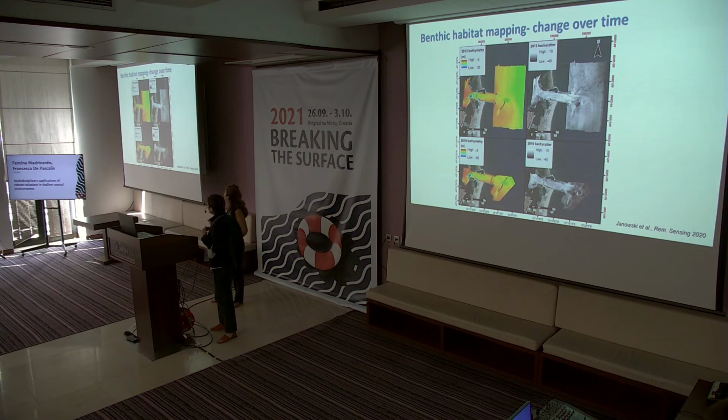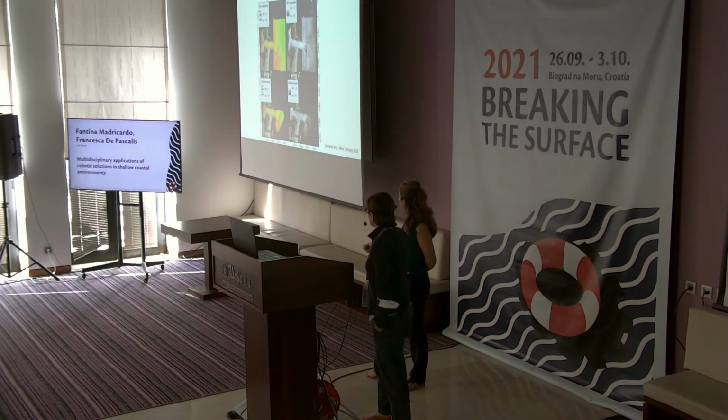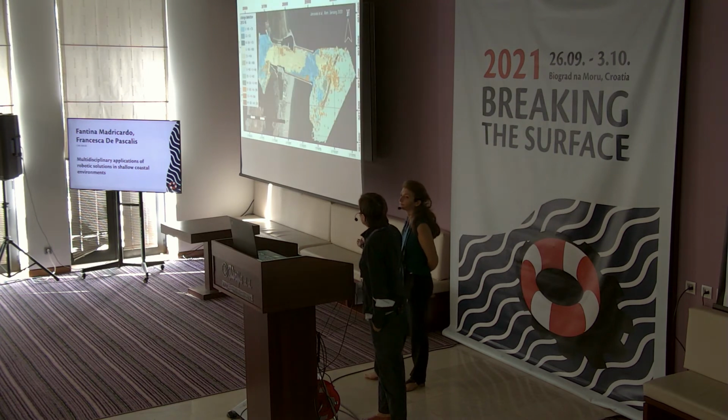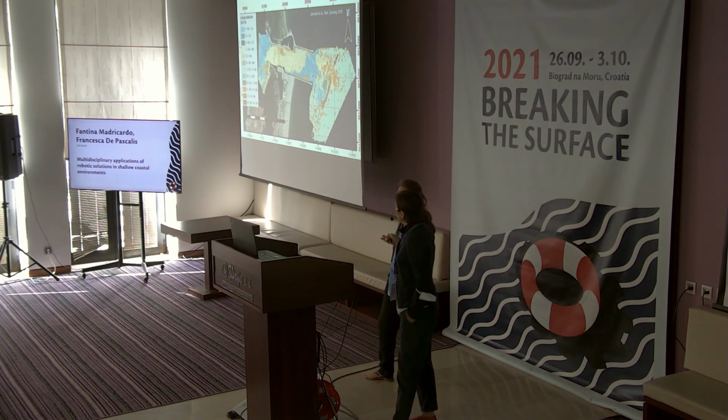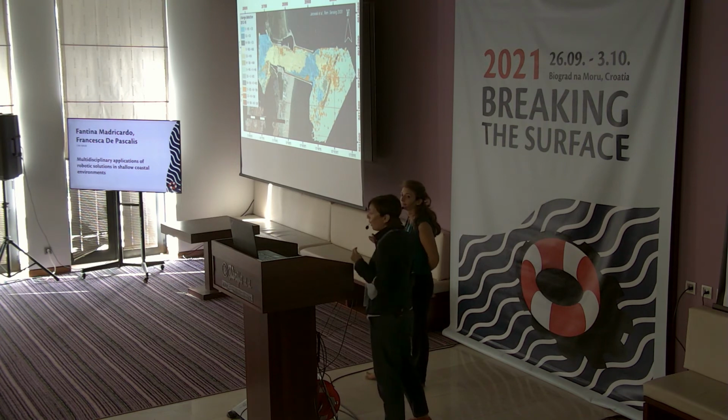Comparing the data over time, and collecting, of course, ground truth samples, we could see that multi-beam data are never enough. You always need ground truth data, grain size samples, drop frames, cameras, videos, to see that what you see corresponds to your interpretation of the multi-beam data. And so we could also document how the habitat changed during the 3 years.